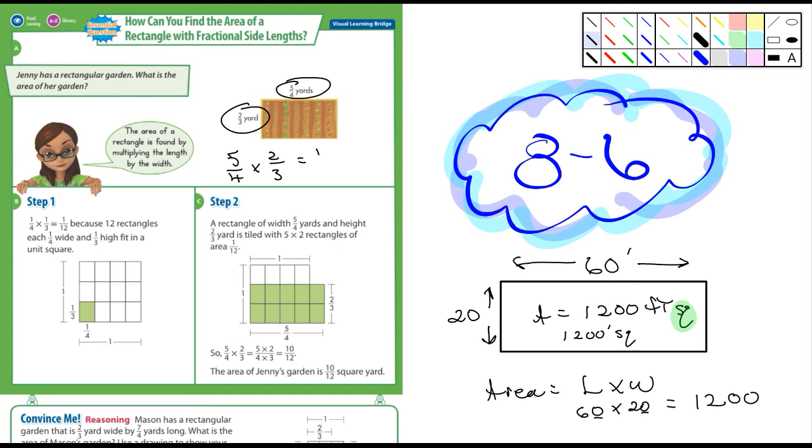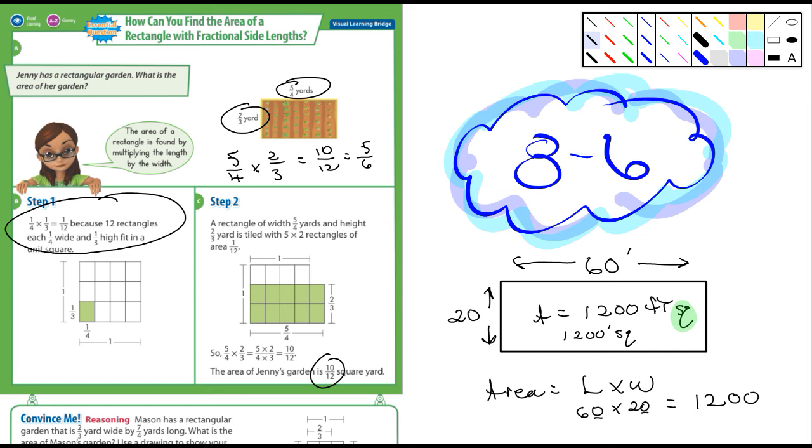5 times 2 is 10. 4 times 3 is 12. Now that can be reduced. 2 goes into 10 5 times, and 2 goes into 12 6 times. So it's 5/6. All right, and you can see here that they came up with 10/12, but I ended up reducing it. And they modeled it here because 4 times 3 equals 12. If you multiply those together, there's going to be 12 rectangles in here, and they did that.